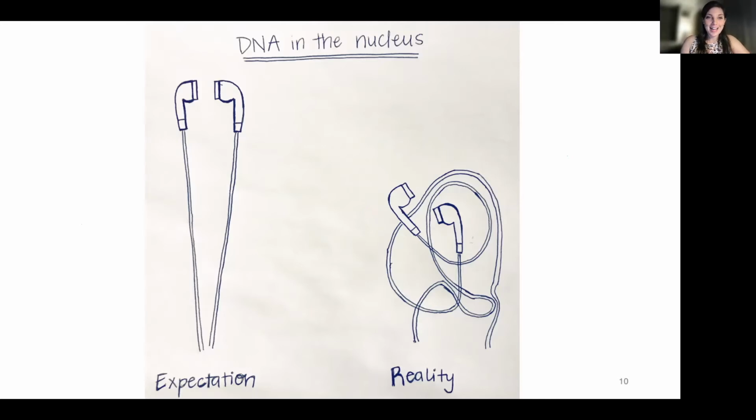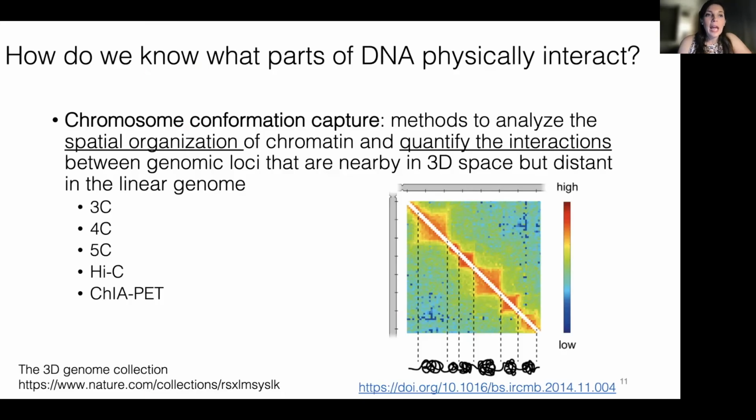So the expectation is kind of like a very nice, neat pair of headphones. But in reality, they're actually a tangled mess of headphones. And that's the DNA in our nucleus. And one way that we think about assaying what parts of the DNA touch each other physically is chromosome conformation capture methods. There's multiple kinds, but basically they help us quantify and identify exactly the areas where the chromatin is spatially connected. So the spatial organization between genomic loci.